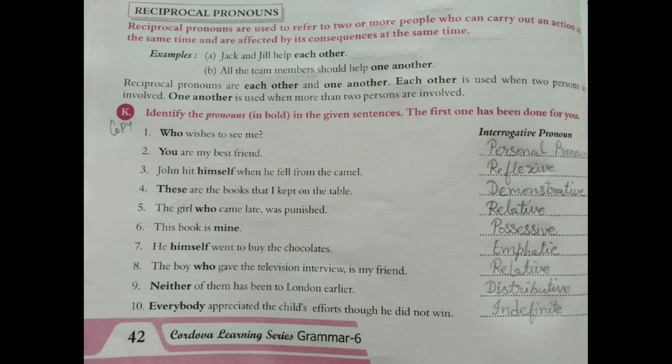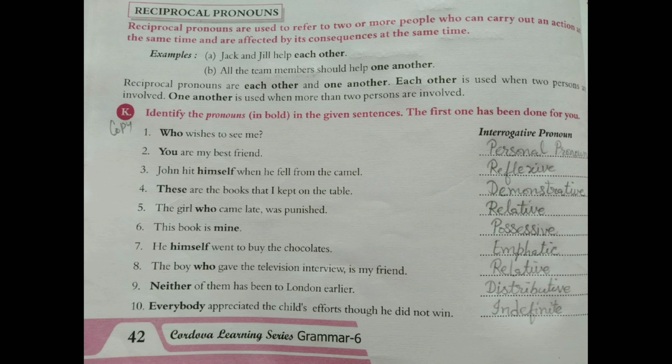Let's do exercise number K. It is to be done in your copy. Identify the pronouns in bold in the given sentences. The first one has been done for you. 1. Who wishes to see me? Who? It is interrogative pronoun. 2. You are my best friend. You is personal pronoun. 3. John hit himself when he fell from the camel. Himself is reflexive pronoun.